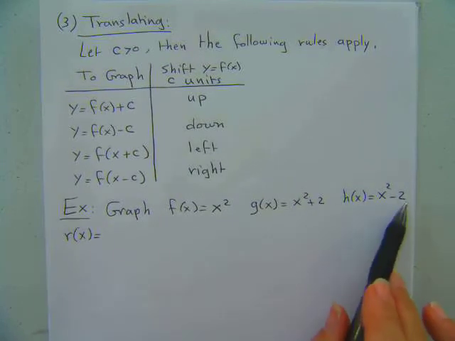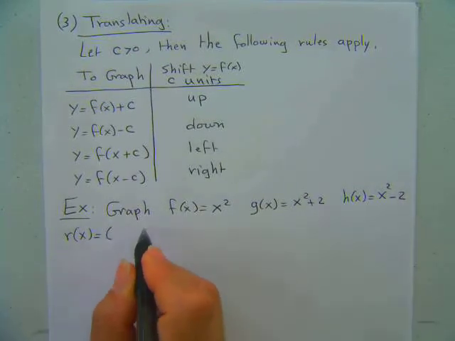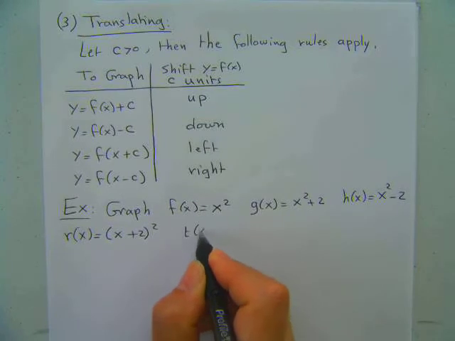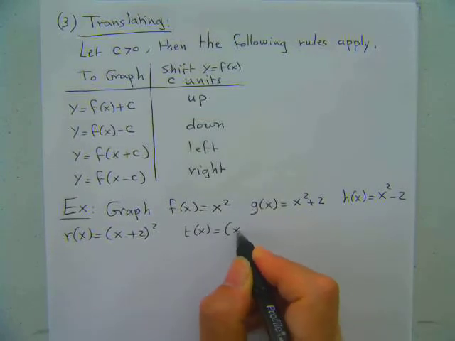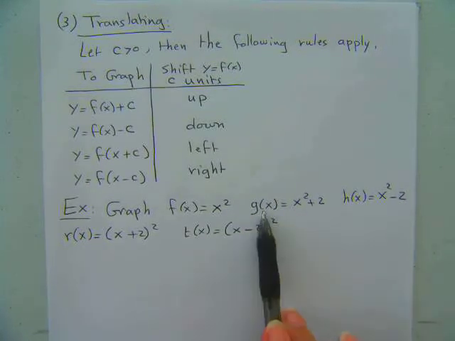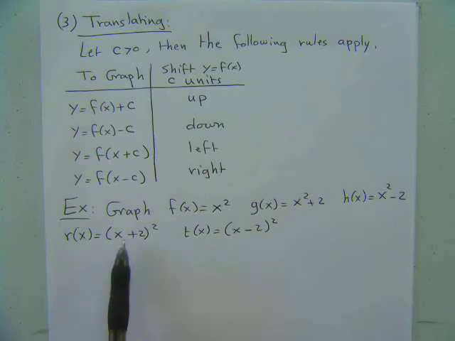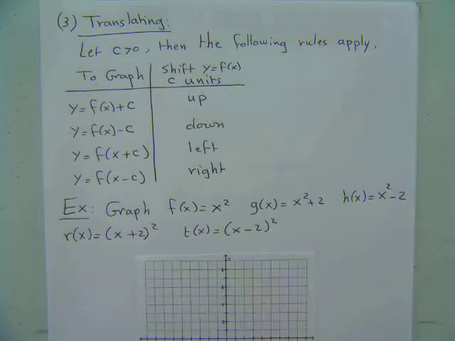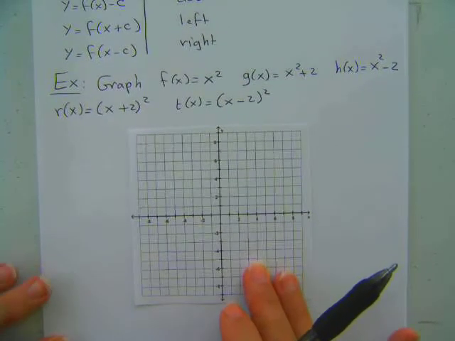So this is outside my x. When it's inside, it's going to be parentheses, x plus 2 squared. So keep an eye on how it looks, because that's going to be confusing for the first time. And then the last function, let's call it t of x, is going to be x minus 2 squared. So I added to the y, I subtracted from y. I added to the x, I subtracted from x. But all of them are my lovely x squared. Okay, so let's look at it.